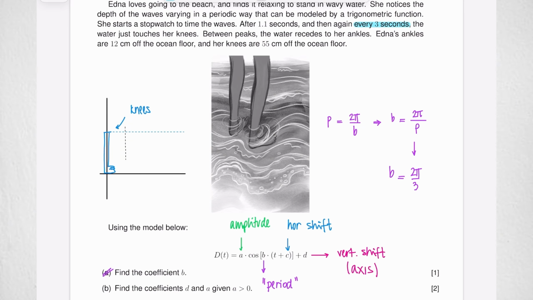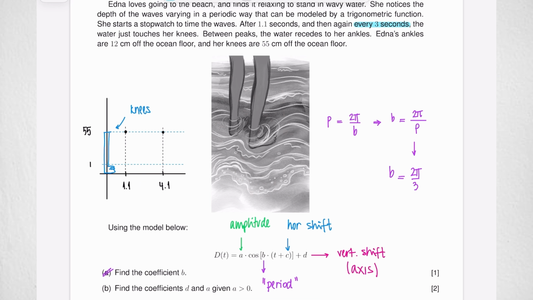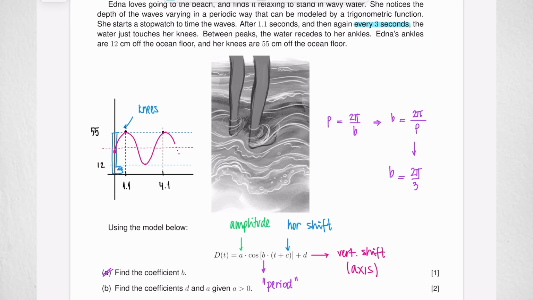And we know that after 1.1 seconds, and then again every 3 seconds, meaning the next one will be at 4.1, the level of the water will be at the person's knee, which is 55 centimeters from the ocean's floor. We also know that the ankles are 12 centimeters from the ocean floor. So this is what the curve will look like. In order to find this principal axis, which is the vertical shift, we do max plus min over 2, meaning max plus min height, which in this case gives us 33.5.